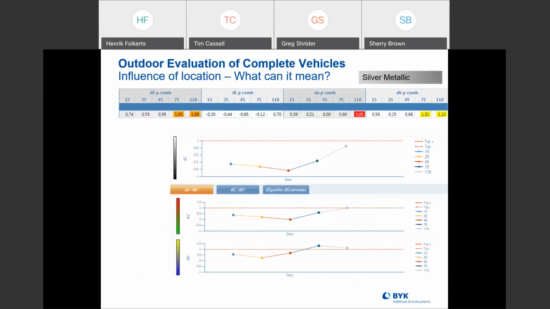So if I look at the data in Cape Town, I think this car looks great. If I'm in Munich, I think it's okay. And if I'm in Shanghai, I don't like this vehicle. This is the same vehicle viewed under different illumination angles, and this is the difference that you'll see. So just be aware that you need to look at all the data when you're comparing it to visual, to make sure you're not missing an angle.